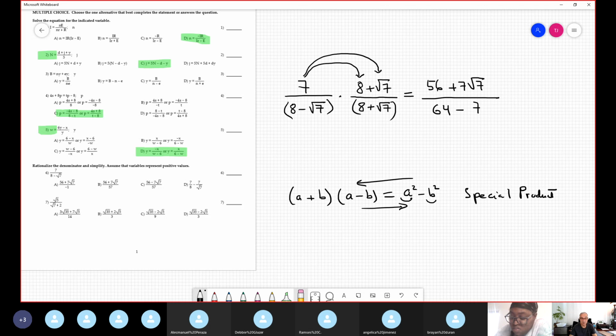You FOIL. 8 times 8 is 64. 8 times radical 7 is 8 radical 7. Minus radical 7 times 8 is minus 8 radical 7. And radical 7 times radical 7 is 7. Minus, no plus, because negative and positive is negative. All we have in this and this is cancelled. This is the idea behind this formula.